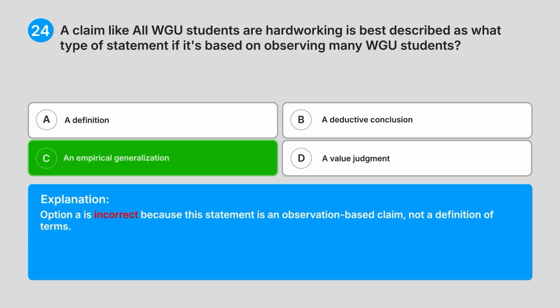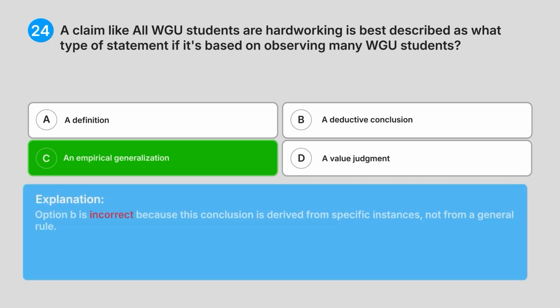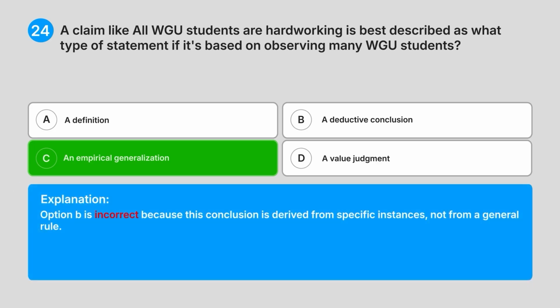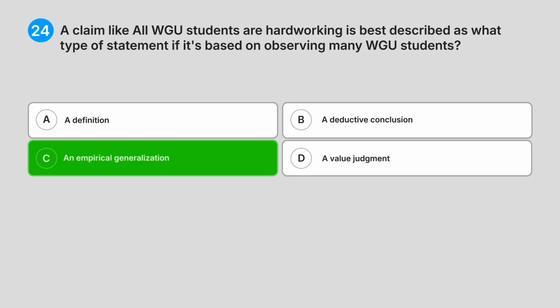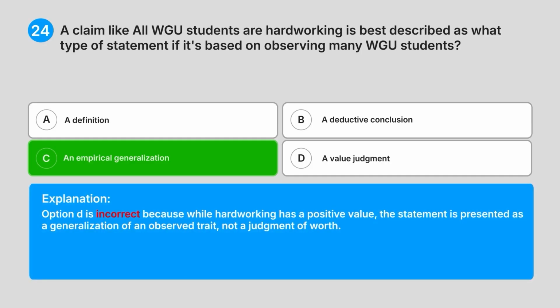Option A is incorrect because this statement is an observation-based claim, not a definition of terms. Option B is incorrect because this conclusion is derived from specific instances, not from a general rule. Option D is incorrect because while hardworking has a positive value, the statement is presented as a generalization of an observed trait, not a judgment of worth.